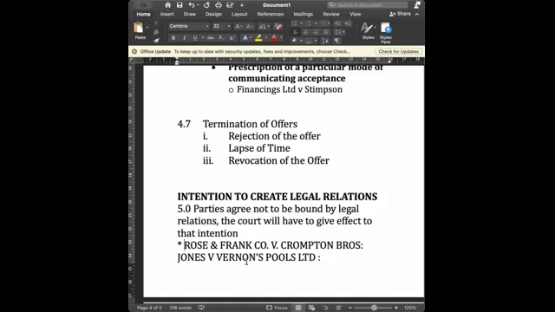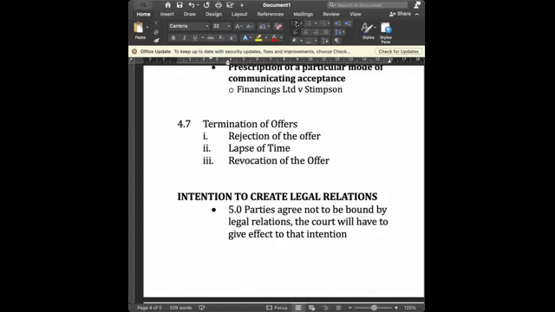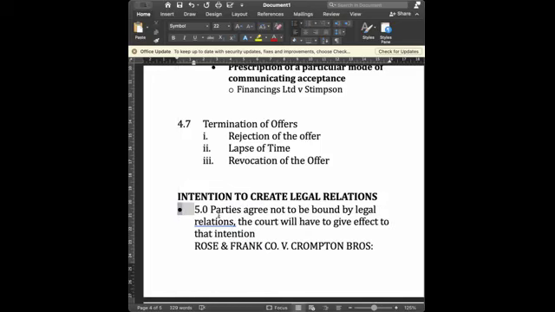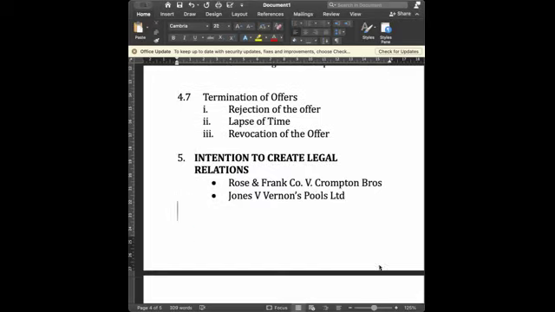And remember the cases that you have to look at in that regard. You have the case of Rose and Frank Company versus Crompton Brothers, and you have the case of Jones versus Vernon Pools Limited. You remember the case of Rose and Frank Company versus Crompton Brothers. 2 parties signed a contract and they added a clause that excluded enforceability for its breach. The court held that the parties could exclude the enforceability of the agreement and that there was no intention to create legal relations.